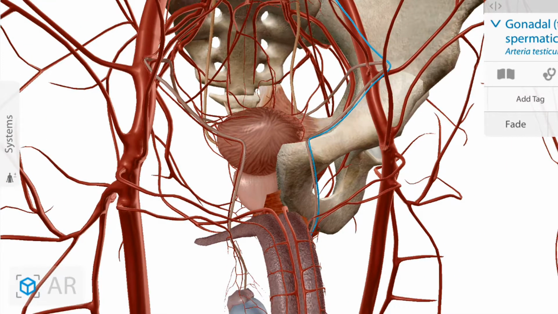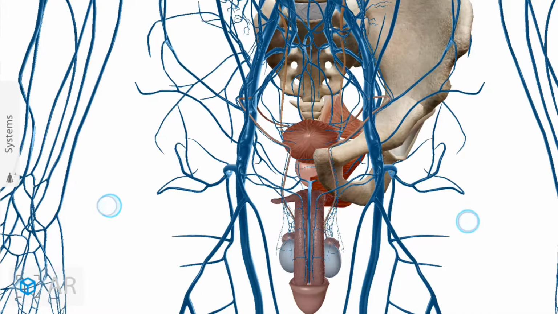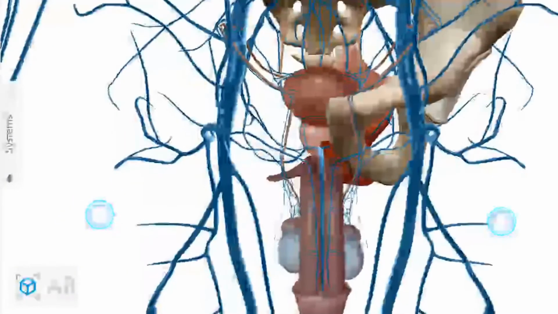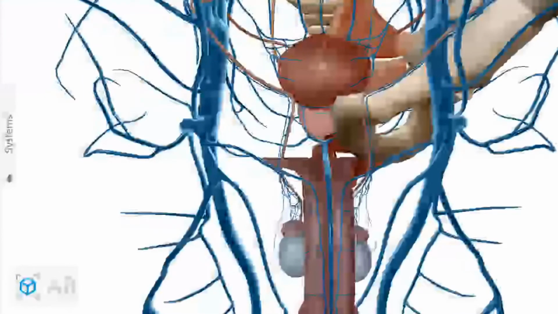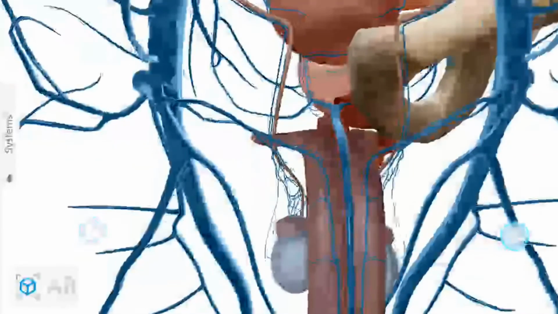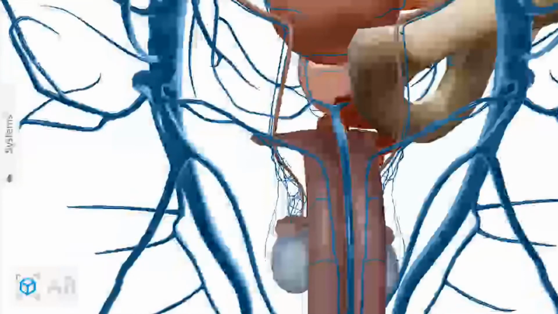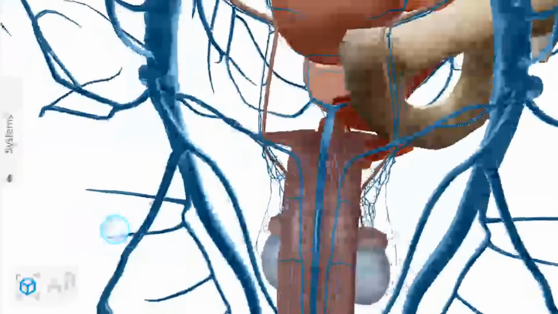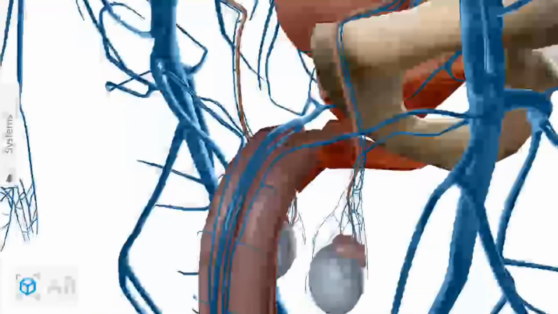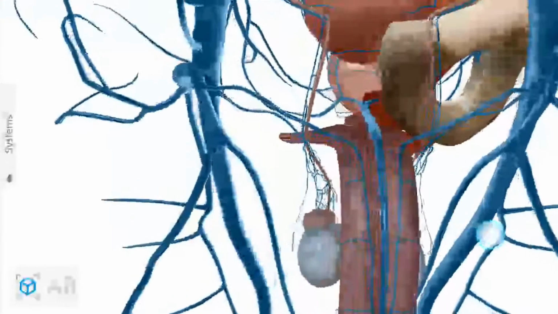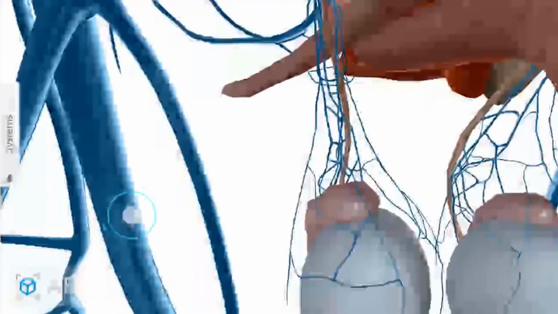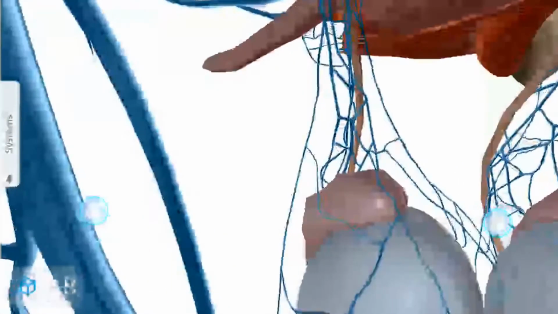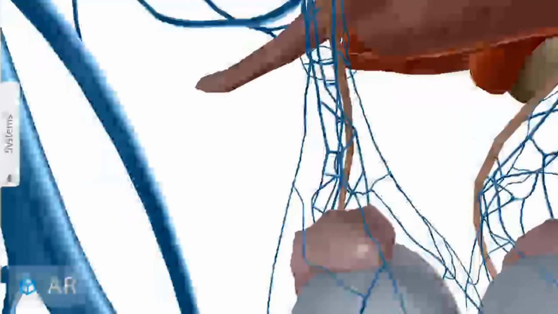So now we will see the venous drainage of the testis. The testes are drained by two veins, the right and the left testicular vein. The right testicular vein drains directly into the vena cava, while the left testicular vein drains into the left renal vein. I don't know if you will appreciate this or not, because the highlighted structure is also in blue color and the highlighting pen is also blue.